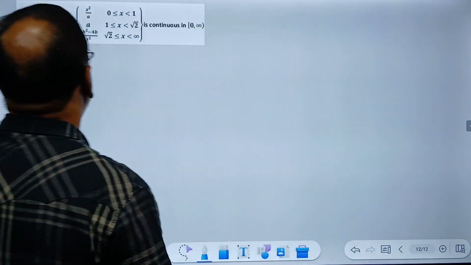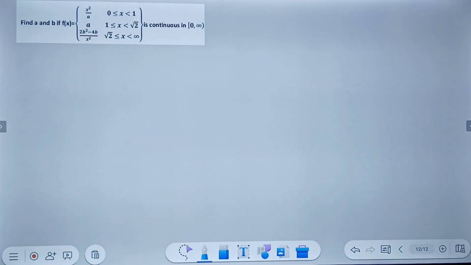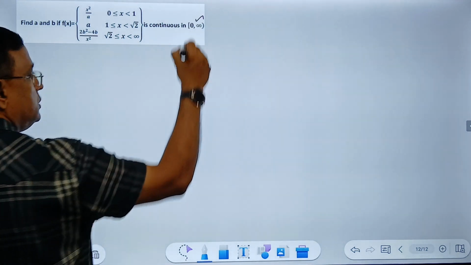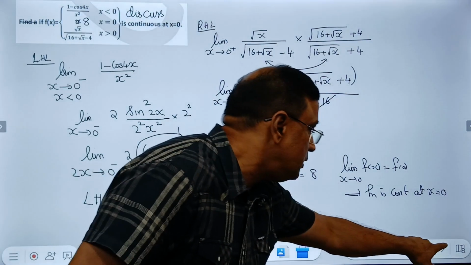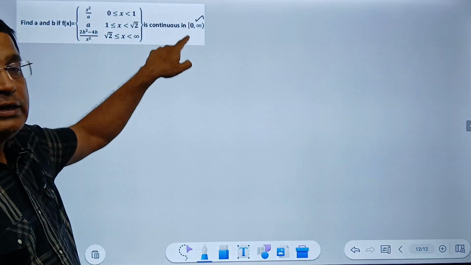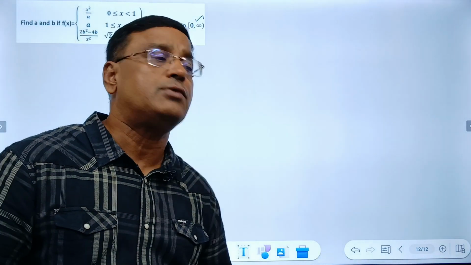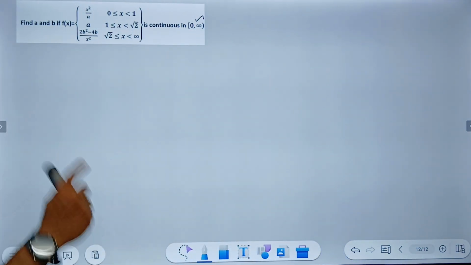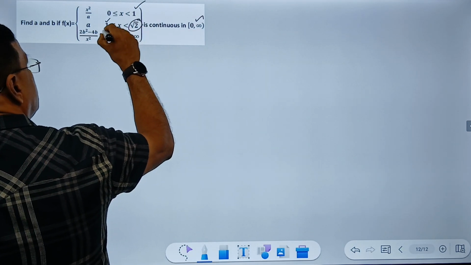Now, one last question. This is our last question. We'll finish this. Now, it's given that the function is continuous in an interval. All this while, we have been talking about continuity at a point. Now, this function is continuous in an interval 0 to infinity. That means it is continuous at all real numbers from 0 to infinity. There are infinite number of numbers, but I am not interested in all the numbers. We are only interested in 1 and root 2.